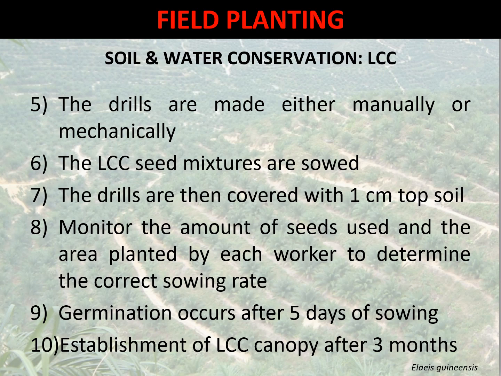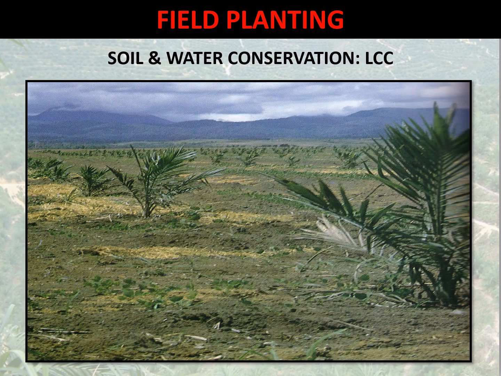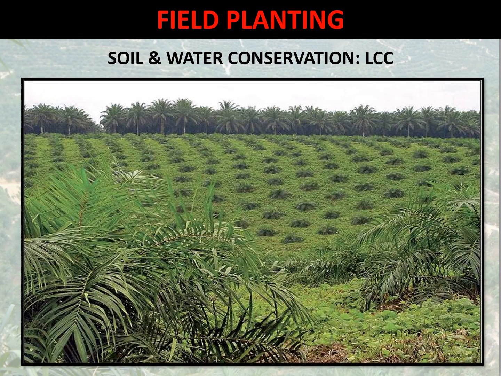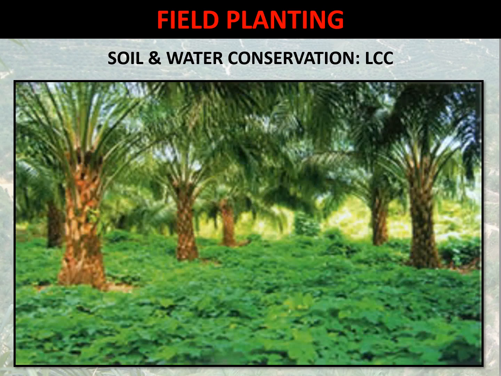The germination occurs after 5 days of sowing, and the establishment of the LCC canopy should be observed after 3 months. This figure shows the initial establishment of the LCC in the field. This figure shows the establishment of the LCC after 3 months. This figure shows the establishment of the LCC in the actual field area. This figure shows the good ground cover using the LCC.